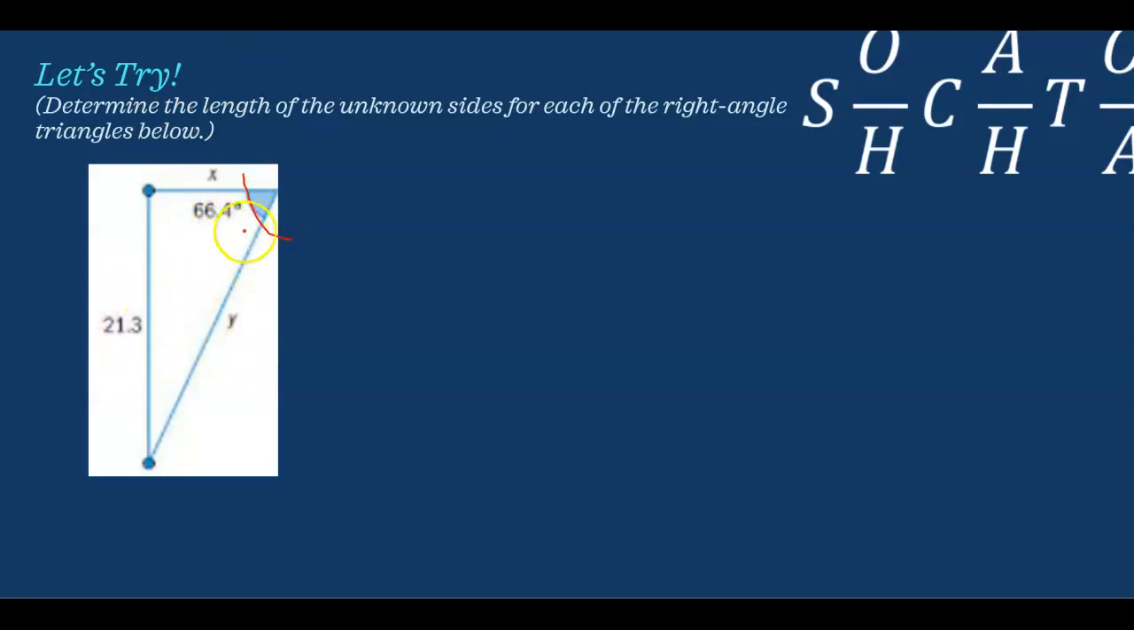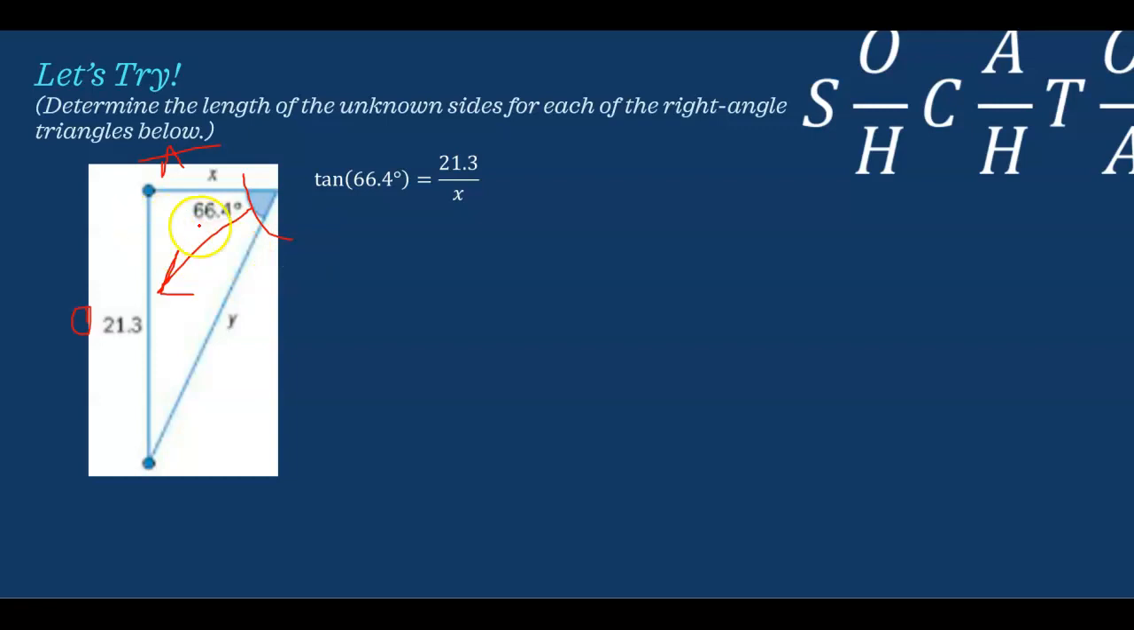So here's the reference angle they gave me, the 66.4. From the 66.4, I have opposite. So I'm going to use sine or tangent. It depends on whether I want to solve for x or y. So let's say I want to start with x. Well, x is adjacent because it's touching my angle and it is not the hypotenuse. The hypotenuse is y, which is my longest side. So if I'm going to be doing opposite and adjacent, I'm doing tangent again.